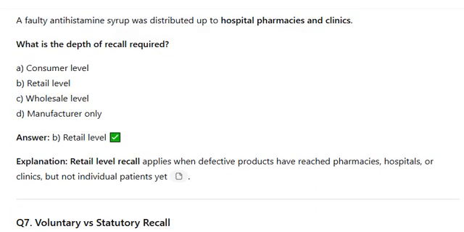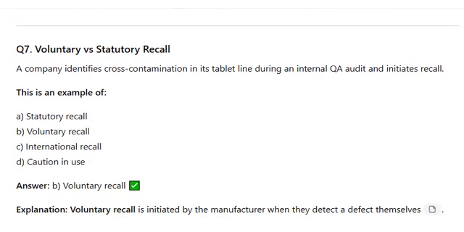Q7. Voluntary versus statutory recall. A company finds cross-contamination in its tablet line during an internal QA audit and initiates recall. This is an example of A. Statutory recall, B. Voluntary recall, C. International recall, D. Caution in use. Answer: B. Voluntary recall. Explanation: Voluntary recall is initiated by the manufacturer when they detect a defect themselves.